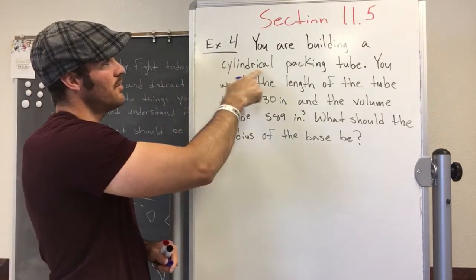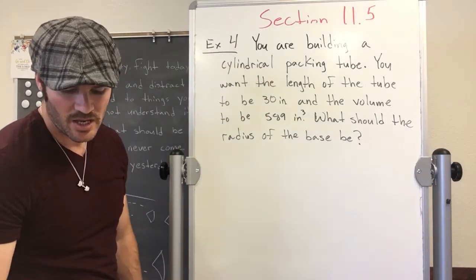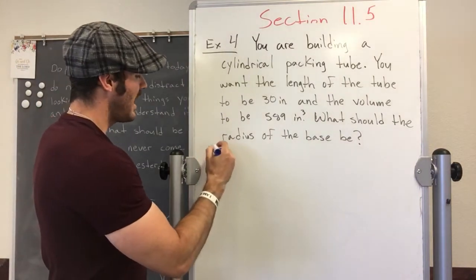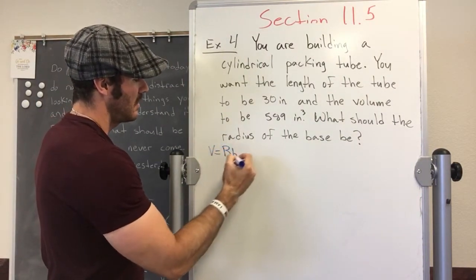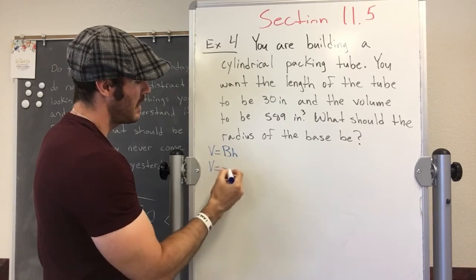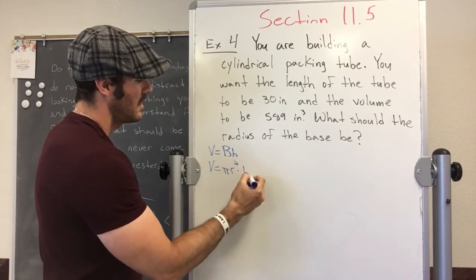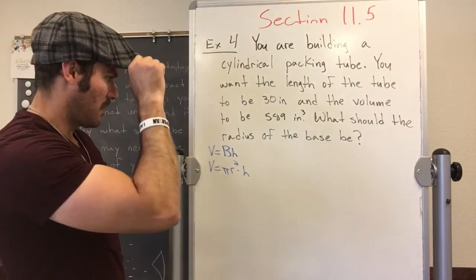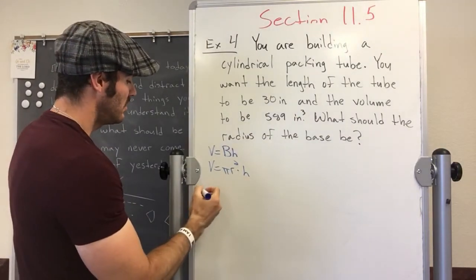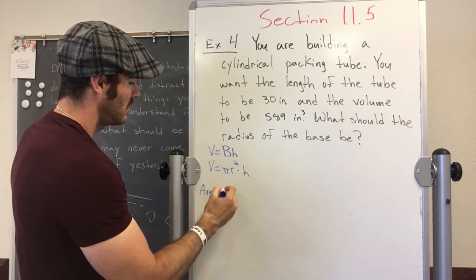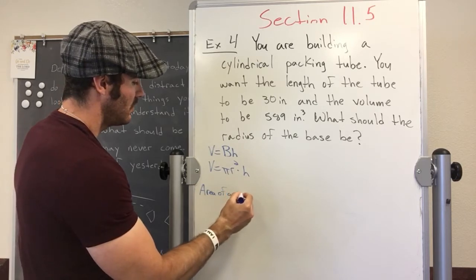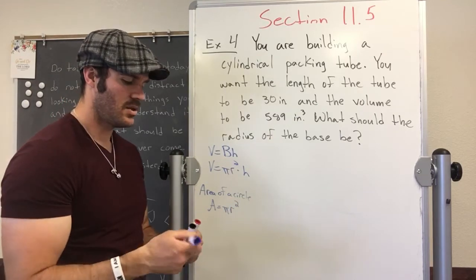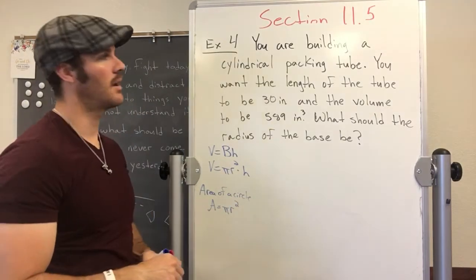Now they're talking about cylindrical packing tubes. So I'm going to go back to my core concept, the volume of a cylinder, just so I have this in front of me. And the area of the base is pi r squared times height. Okay, because I might need this, all right? And we know that the area of a circle is pi r squared. Okay, so I'm just remembering the information that I've learned previously, okay?